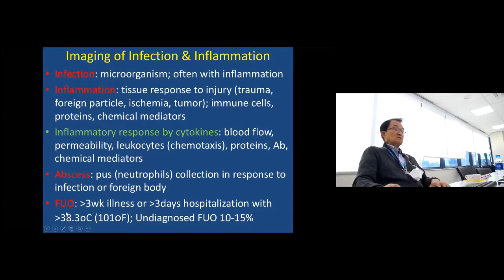Now, fever of unknown origin is a clinical problem. The definition is 3 weeks of illness with fever, or 3 days of hospitalization with a temperature greater than 38.3 degrees centigrade, or 101 degrees Fahrenheit. That's the definition of FUO. There are many patients with FUO in any hospital. 10 to 15% of those patients will never be diagnosed for the cause of the febrile illness.